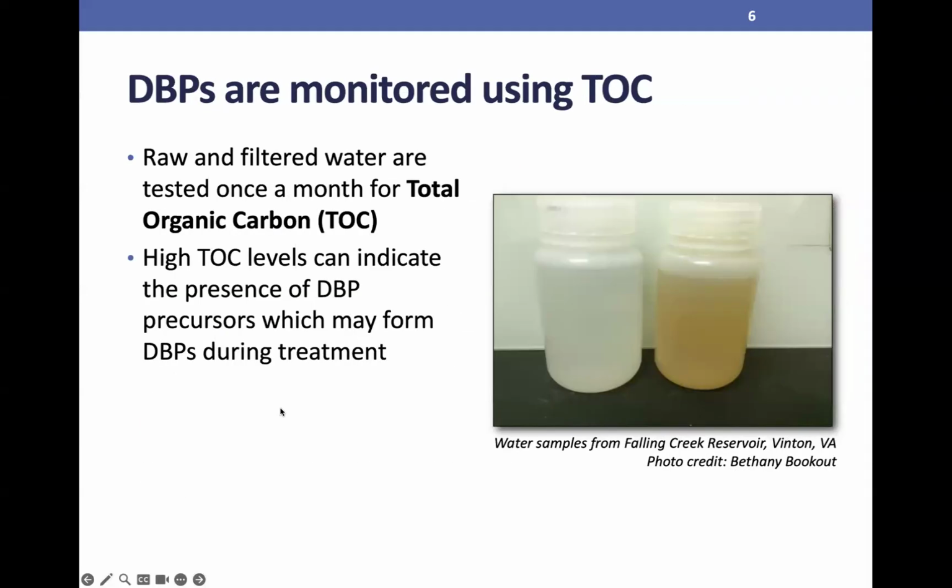Recall from the introductory presentation that TOC, or total organic carbon, is one way that water managers can monitor for DBP precursors. Typically, TOC measurements of both raw and filtered water are taken once a month. High TOC levels can indicate the presence of DBP precursors, which may form DBPs during treatment.